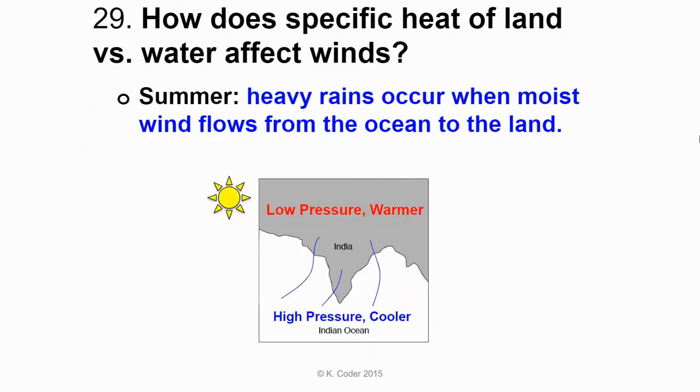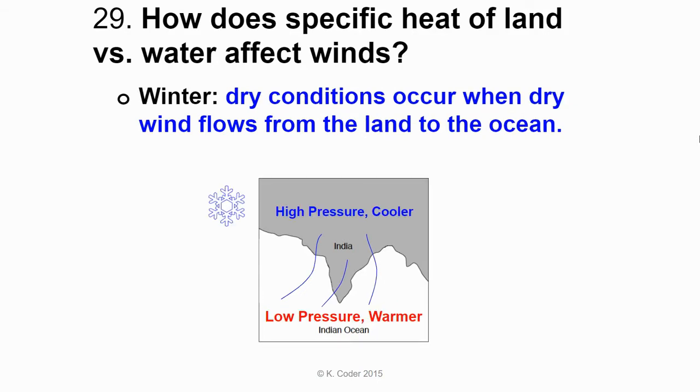So we're actually going to go ahead and look at India, because India is affected by this monsoon weather pattern every single year. During the summer, heavy rains occur when moist wind flows from the ocean to the land, or our sea breeze. And during the winter, dry conditions occur when dry wind flows from the land to the ocean, our land breeze.